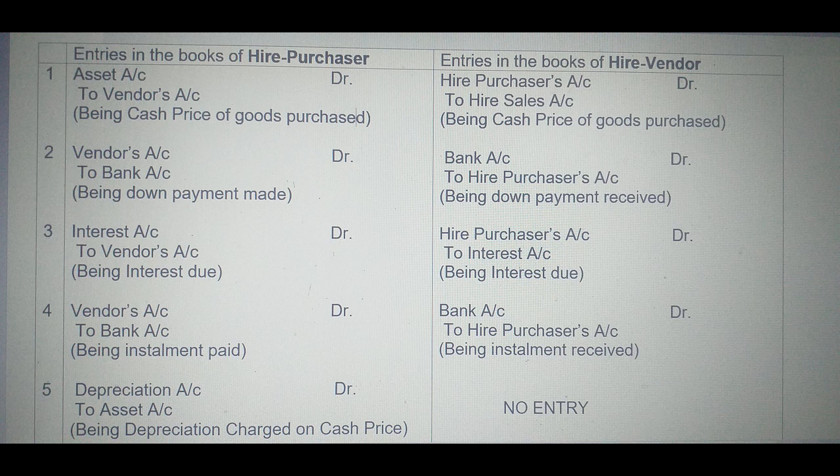Fifth entry is related to depreciation account. So depreciation is our expense, that's why we are debiting depreciation account. So depreciation account debit to assets account, being depreciation charge on cash price, and entries in the books of hire vendor, there is no entry.